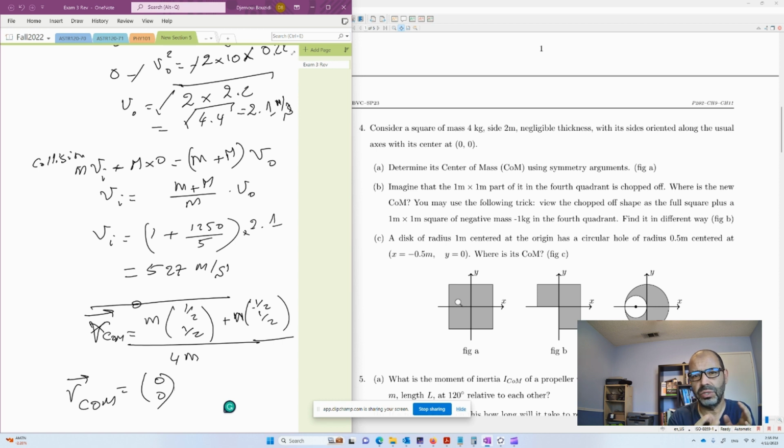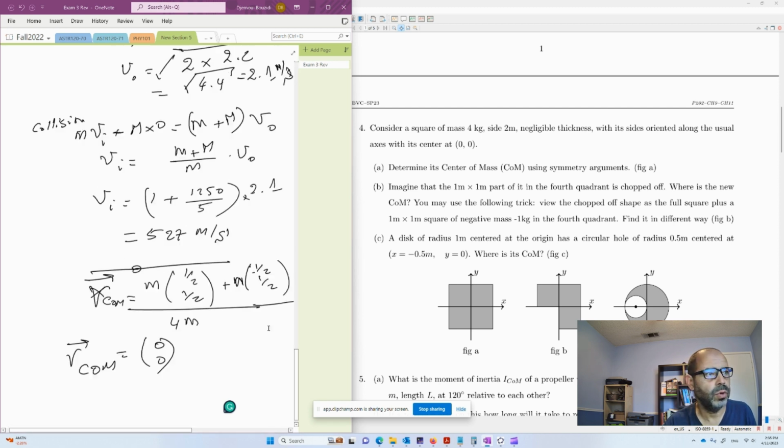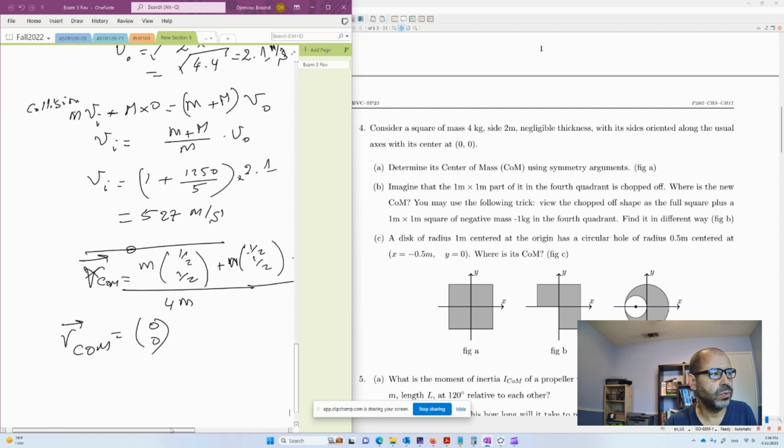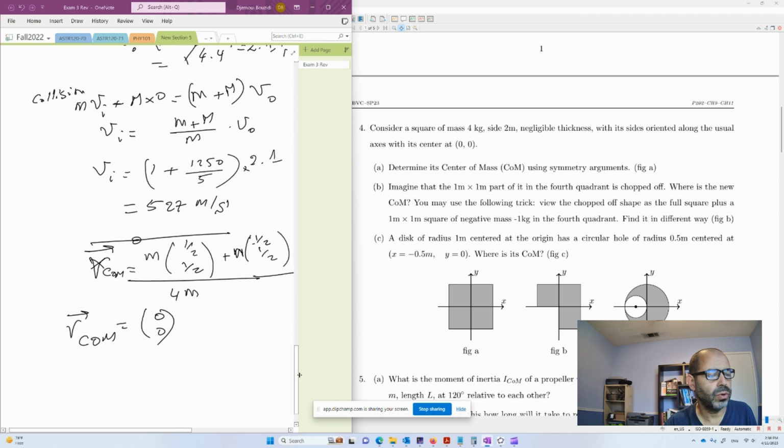So whatever happened to the shape, the center of mass should not have shifted. And the only point that does not shift is this one by symmetry. If you put it anywhere other than the center of mass, that point will move. And you have a perfect symmetry in this case, at least with respect to the reflection or rotation of 90 degrees, or multiples of that. So the center of mass is 0, 0, whichever way you argue it.